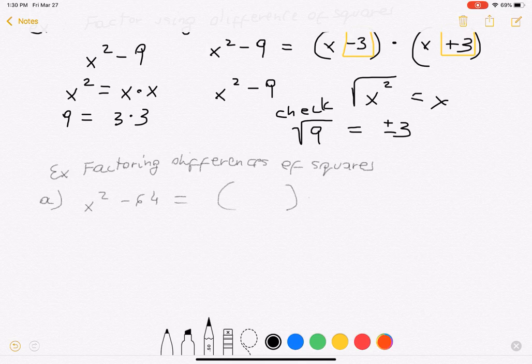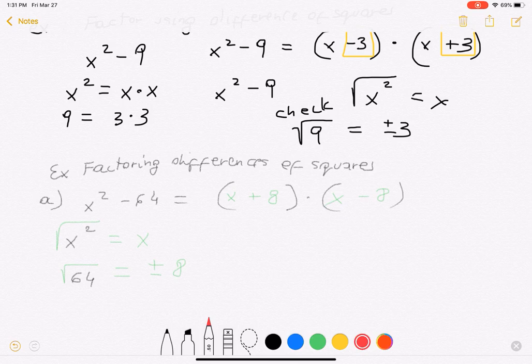So to factor this one, we already know that when you take the square root of x squared, you're going to end up with x. That's why in each parenthesis I'm putting x. Now 64, when you take the square root of 64, you will end up with positive and negative 8. That's why I'm going to put in one parenthesis positive 8 and in the second parenthesis negative 8.